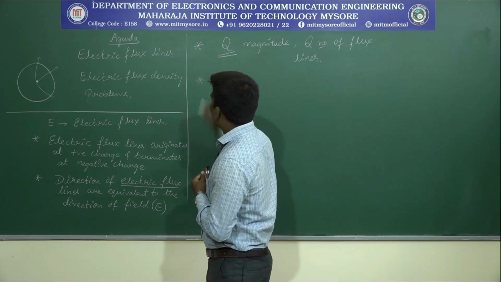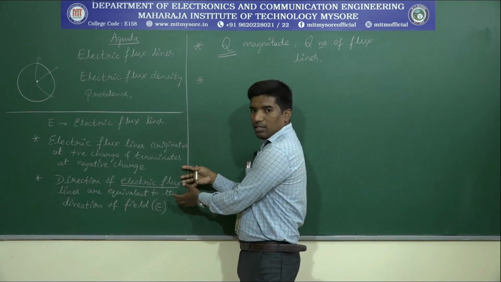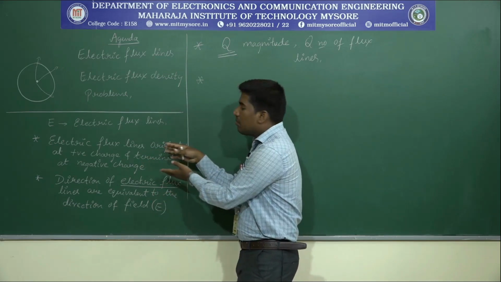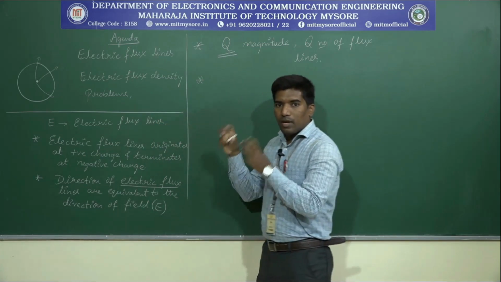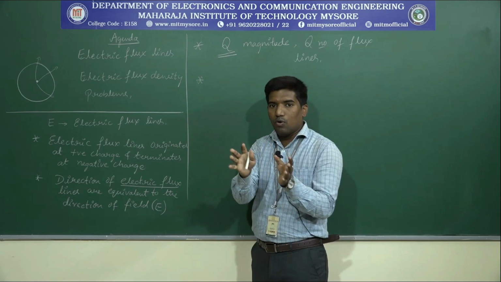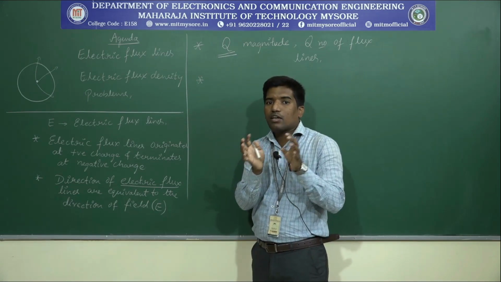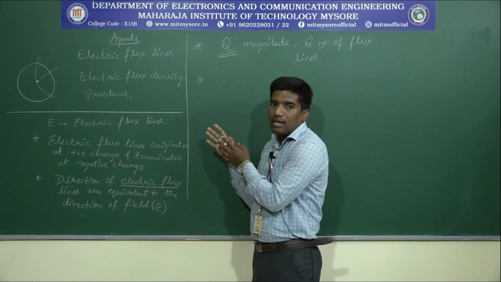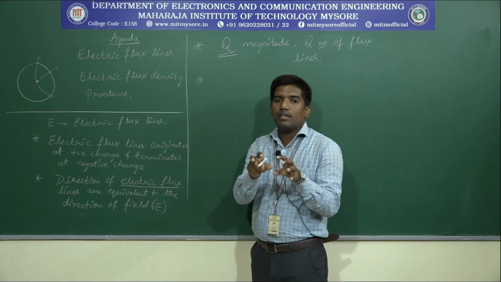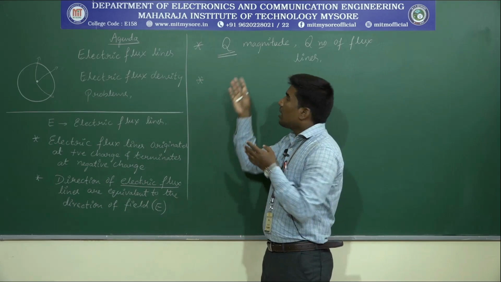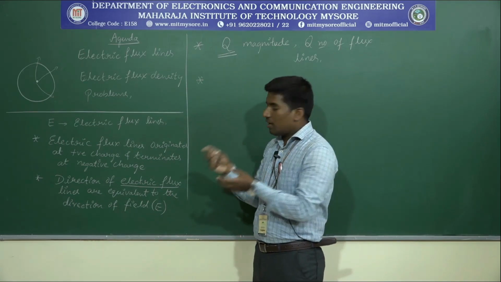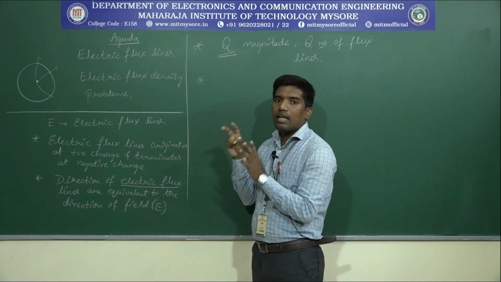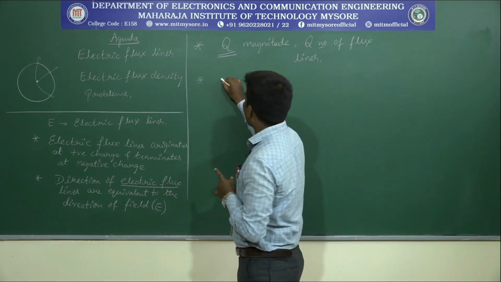Then the fourth condition: wherever the electric field intensity is more in a particular region, the electric flux lines are more crowded. That means electric field intensity and flux lines are directly proportional. Wherever the electric field intensity is weak, the electric flux lines are fewer. Wherever the strength of the electric field intensity is more, the more crowded will be the electric flux lines. That is the fourth condition.